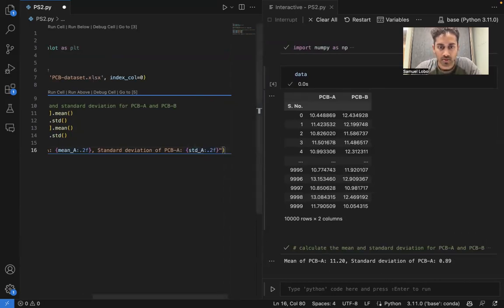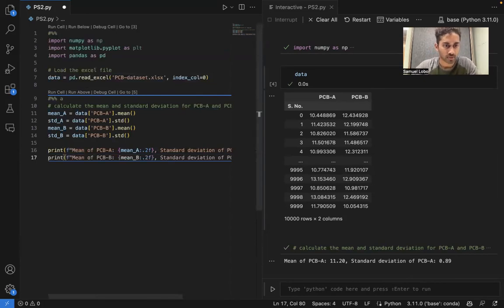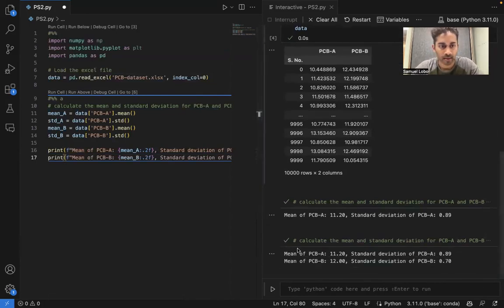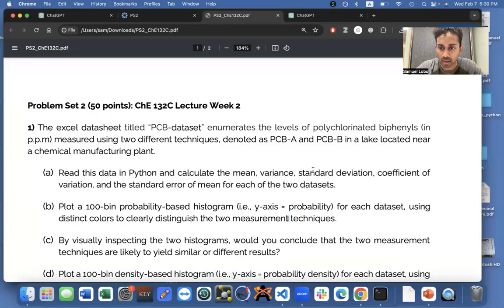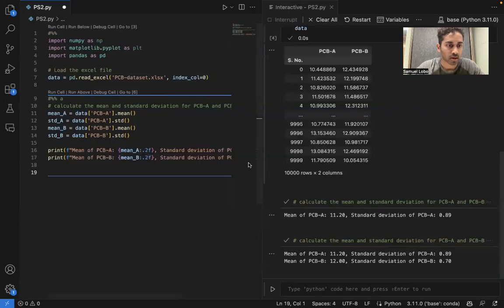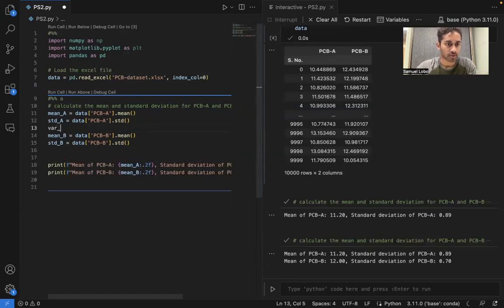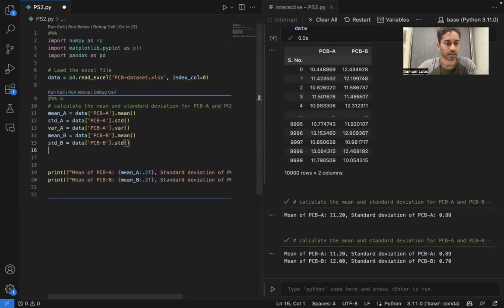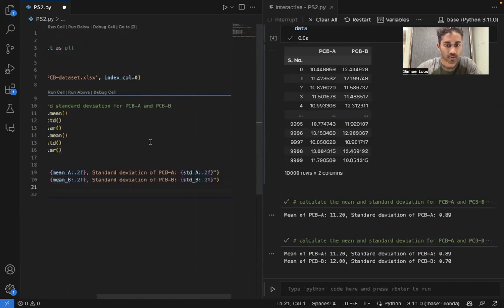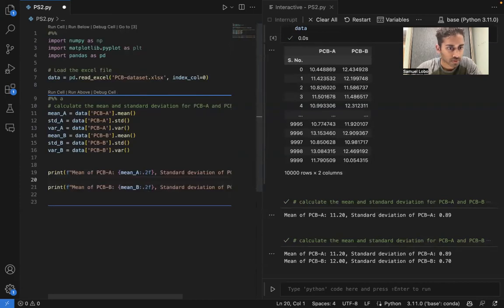So that's the mean and standard deviation of A. And now it's going to do the same thing for B. That's the first part of part A. What else did part A ask for? We got mean, standard deviation. Oh, we need variance. Okay, let me type the variance here too. Variance of A and variance of B. And I'll add another insert here.